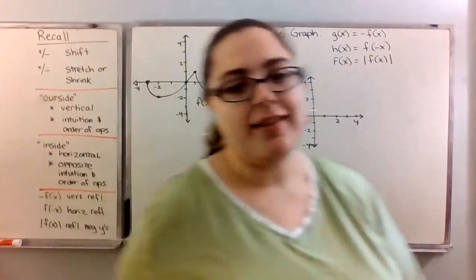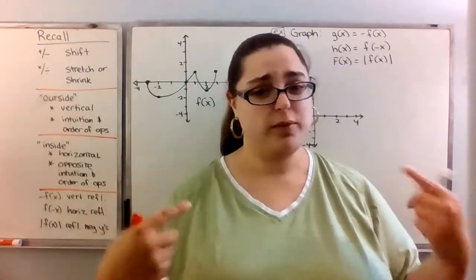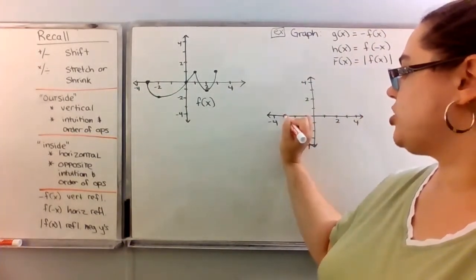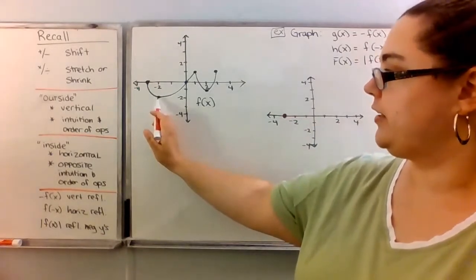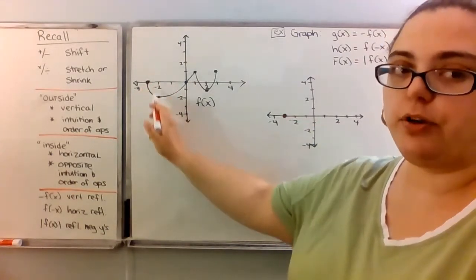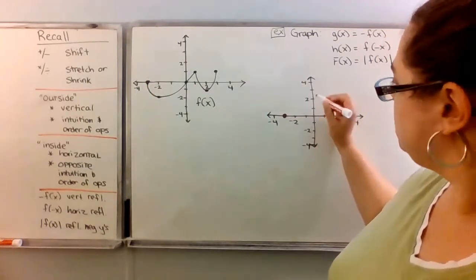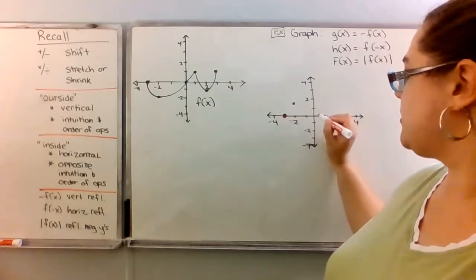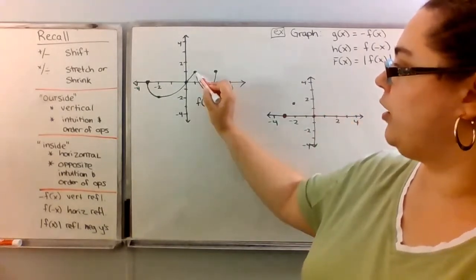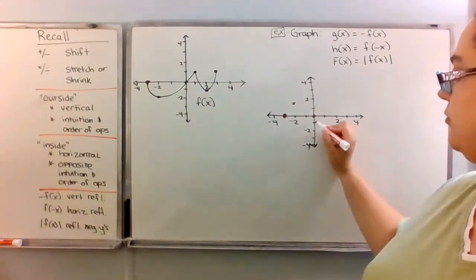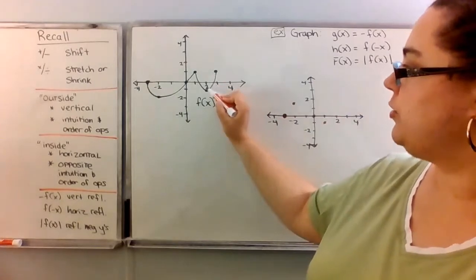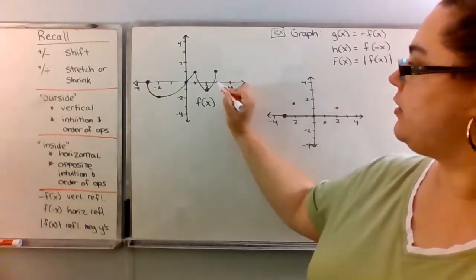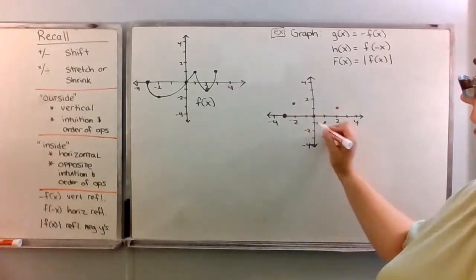What's nice is anything that's on the x-axis is going to remain fixed, and then all the y values, we negate them. So here we have a nice point at negative 3, 0. That's on the x-axis, so it doesn't change. Negative 2, negative 2 is now going to become negative 2, positive 2. So this flips up to the top. 0, 0 is on the x-axis, so it remains fixed. 1, 1 is going to flip down to become 1, negative 1. 2, negative 1 is going to flip up to become 2, 1. And then 3, 1 is going to flip down to become 3, negative 1.